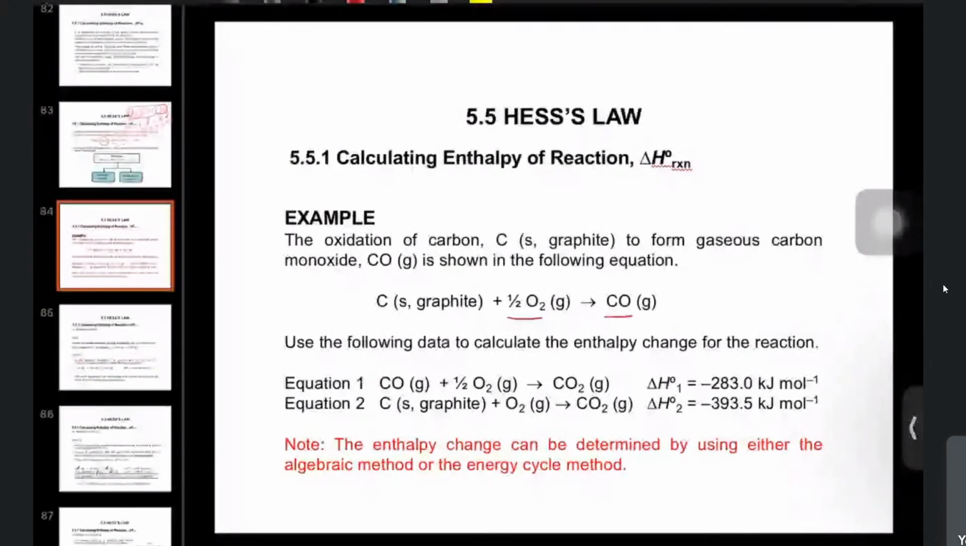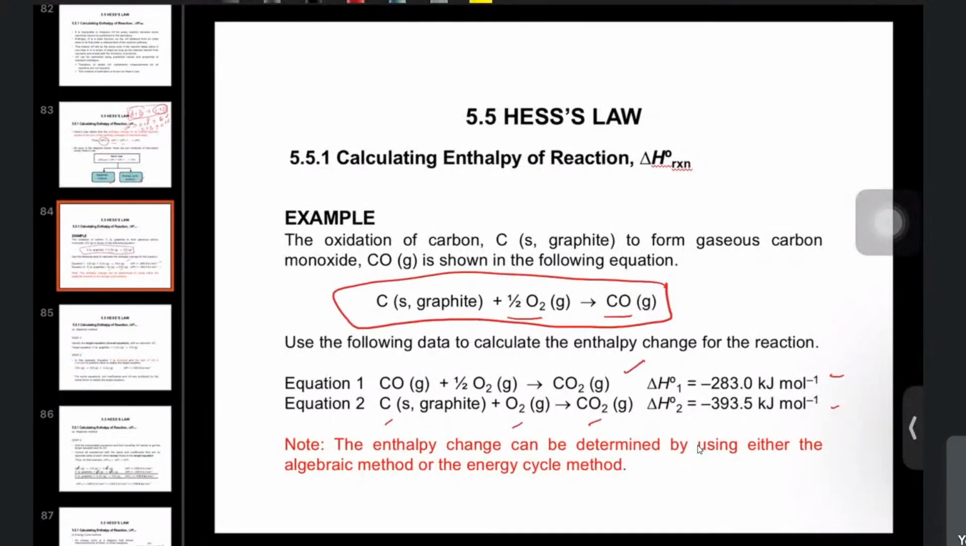Tengok dekat sini. Okay, equation number 1, CO plus half O2 produce CO2. And then equation number 2, C plus O2 form CO2. So ini adalah nilai enthalpy reaction equation 1 and equation 2. So apa you perlu buat ialah these two equation you kena ubah suai, you kena alter these two equation, okay, untuk dapatkan the overall equation seperti ini, iaitu the oxidation of the carbon. Okay, so kalau you tengok, okay, pada equation number 1 ada CO plus O2 and CO2.